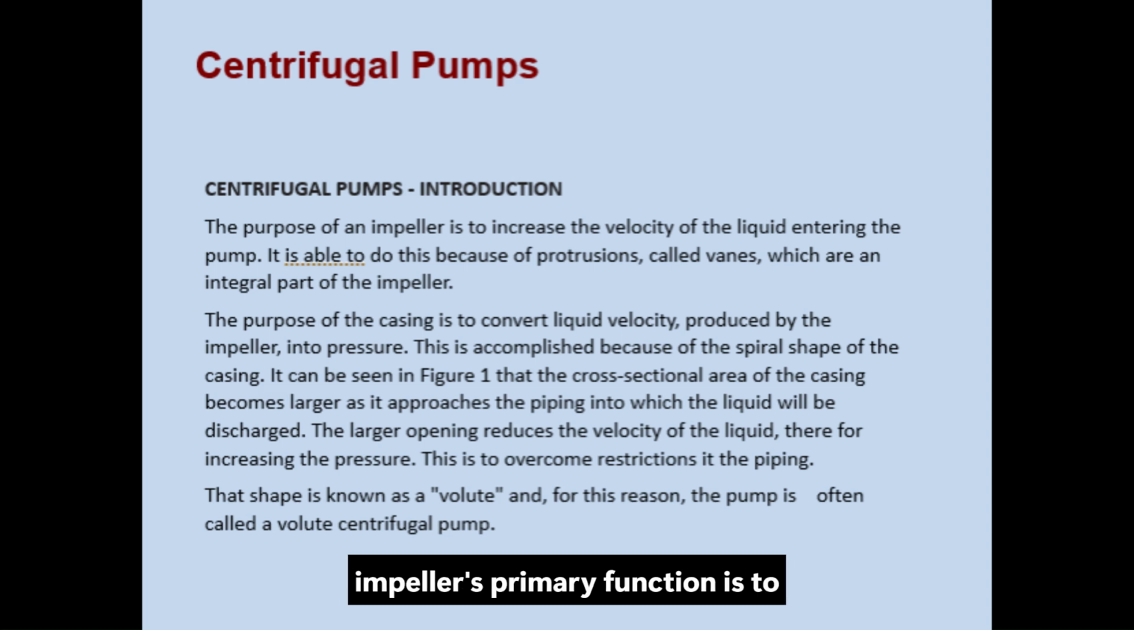The impeller's primary function is to increase the velocity of the liquid entering the pump. It achieves this through protrusions called vanes, which are an integral part of the impeller's structure. The casing, on the other hand, serves to convert this liquid velocity into pressure. Its spiral, or volute, shape features an increasing cross-sectional area toward the discharge, which slows the liquid down and thereby increases its pressure. This is necessary to overcome restrictions in the downstream piping.